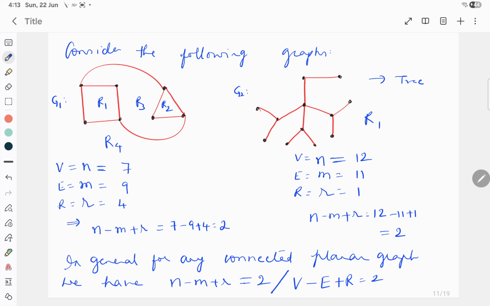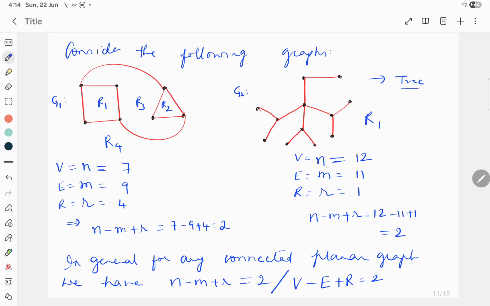Number of regions r is equal to 4. So if I consider n minus m plus r, that is the number of vertices minus the number of edges plus the number of regions or faces, it is equal to 2. Now consider the graph G2. You can see that it is a connected acyclic graph, which we call a tree. It has only one region R1.